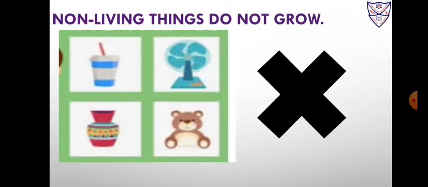Non-living things do not grow. You must have seen the non-living things around you which never grow in length. They are the same, such as a fan, a teddy bear. Here in this picture you can see a book. Their height doesn't grow, or they don't become small. They are the same as they are. That's why they are non-living things.